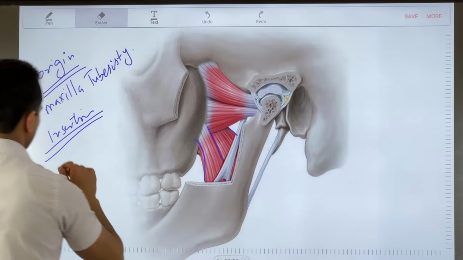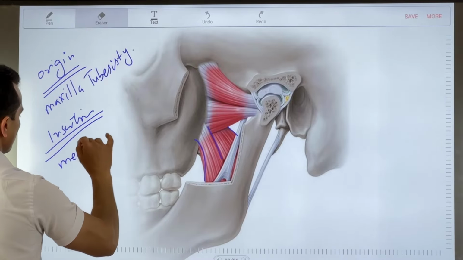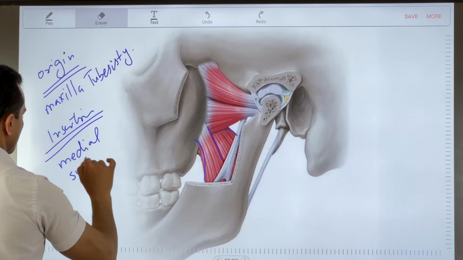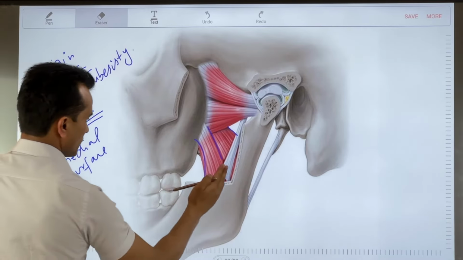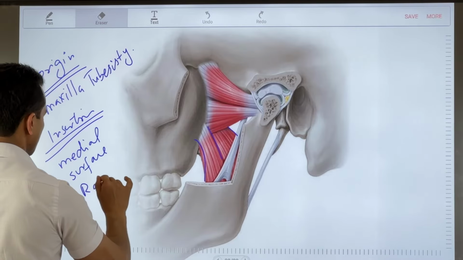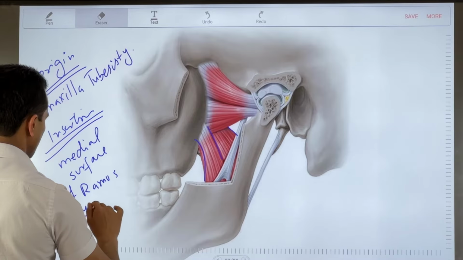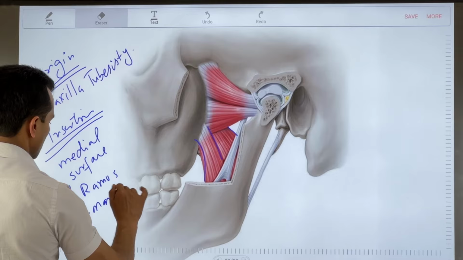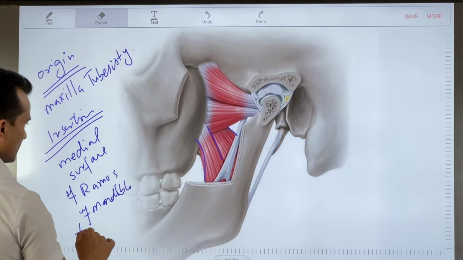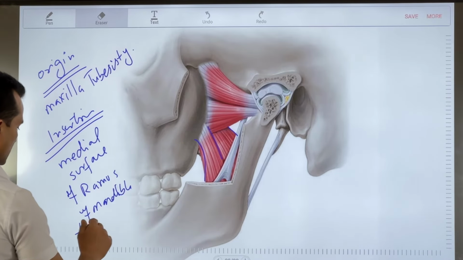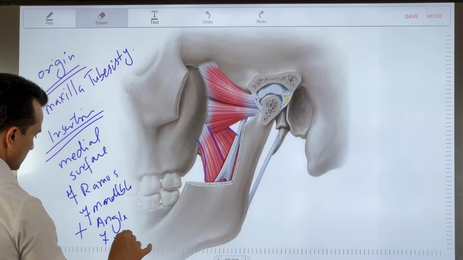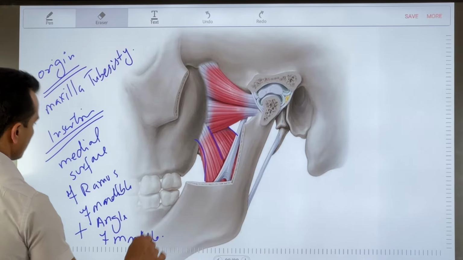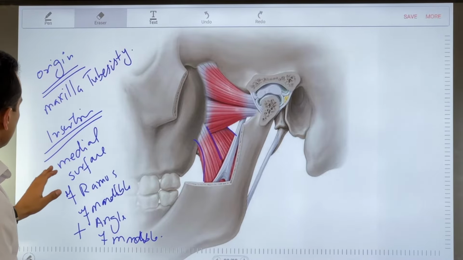is at two points. One is the medial surface of the ramus of the mandible, and the second is the angle of the mandible. So its insertion is important.